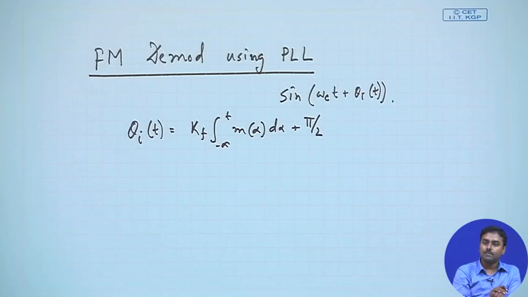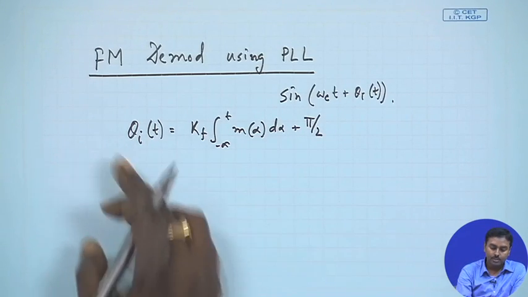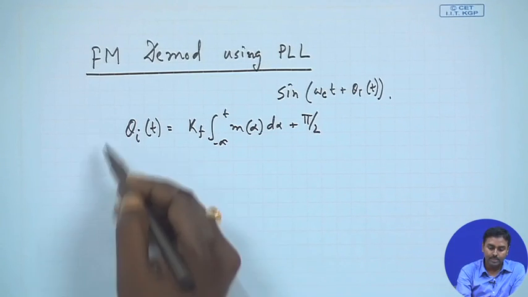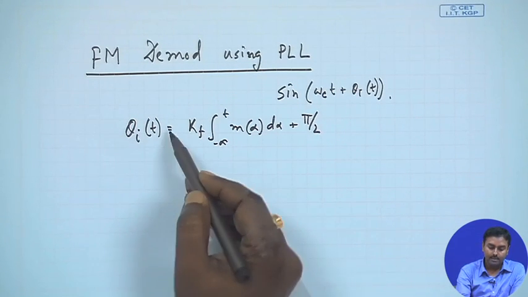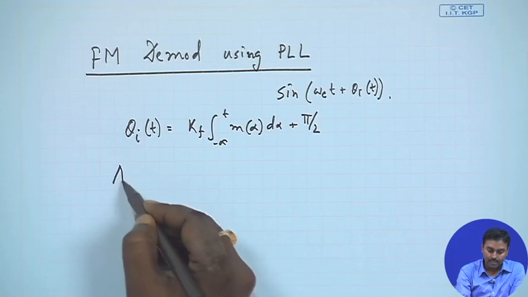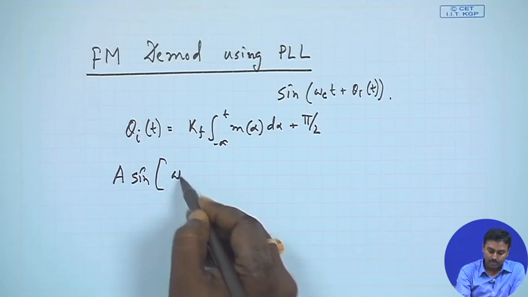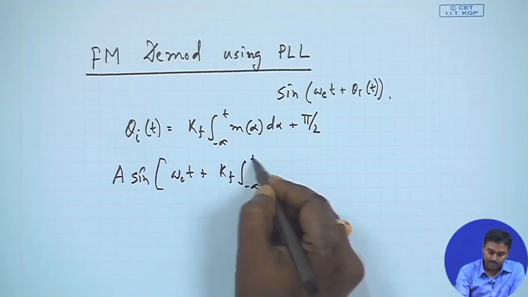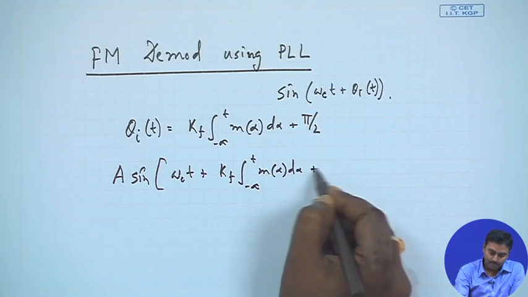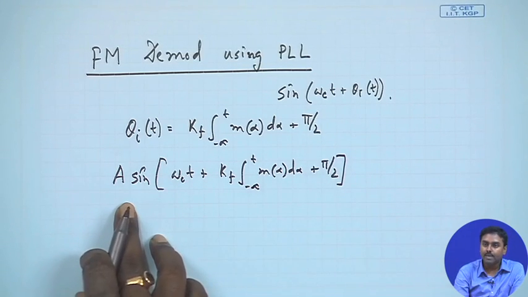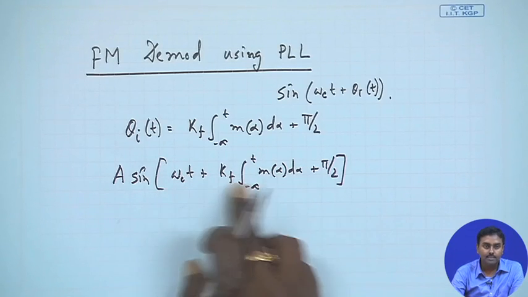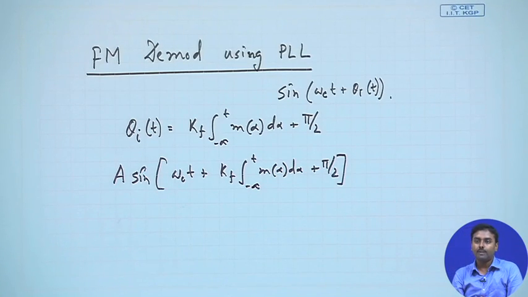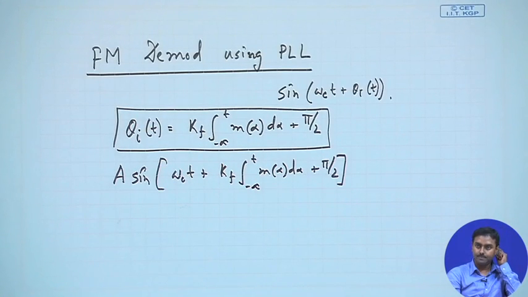So, therefore, my theta_i(t) should be k_f times the integral from minus infinity to t of m(alpha) d alpha, plus pi by 2. Okay. If this becomes theta_i(t), immediately I can put my FM input as A sin of omega_c t plus this theta_i(t), which is k_f integral from minus infinity to t of m(alpha) d alpha plus pi by 2, right. That immediately becomes cos. So, it is A cos omega_c t plus this, which is actually the FM signal. Therefore, if I wish to put the FM signal into the PLL input and correspond it, we get my theta_i(t) as this one, right. This is fine.